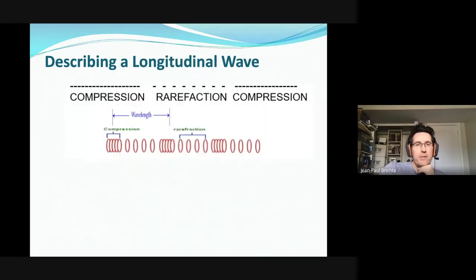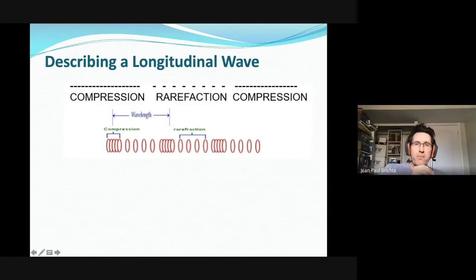Now if we have a longitudinal wave, there's one word that we keep the same, and that's the wavelength. But there are a couple of things that are different, and this is because the wave looks different. You might wonder what kind of wave might look like this.